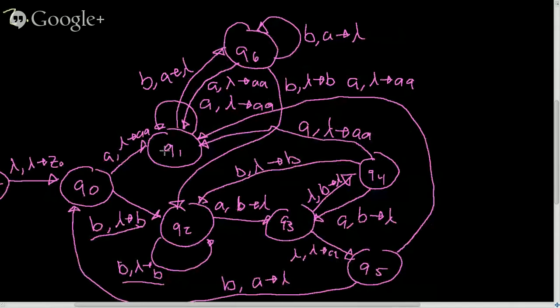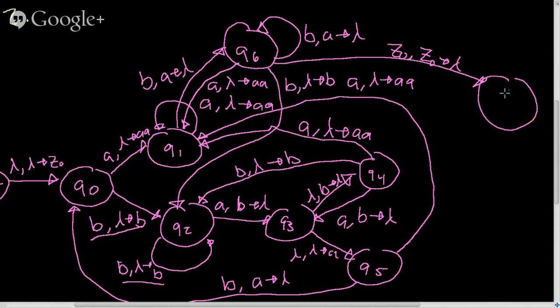All right, so if we're in Q1, we pushed a bunch of A's and then we popped a bunch of B's, so we can get to an accept state from Q6 if we have reached the bottom of the stack. So if we see Z0, we want Z0 to go to lambda, and that means we've reached the bottom of the stack. There's nothing else left to be read in, and this is our accept state.